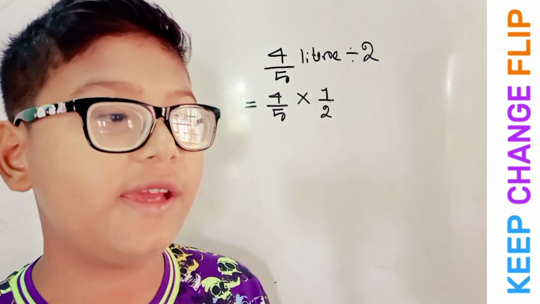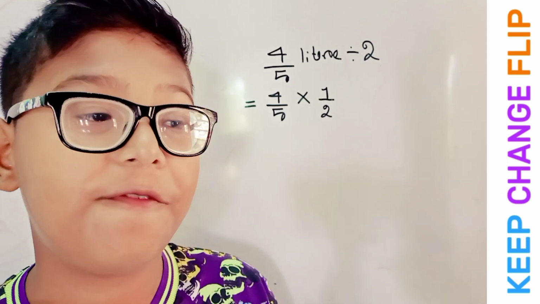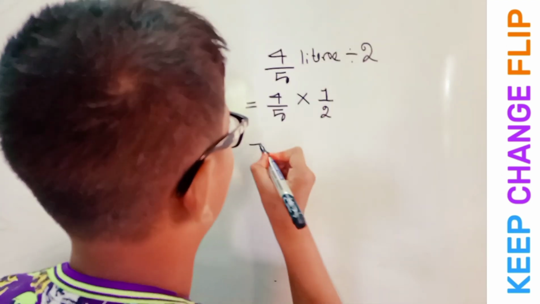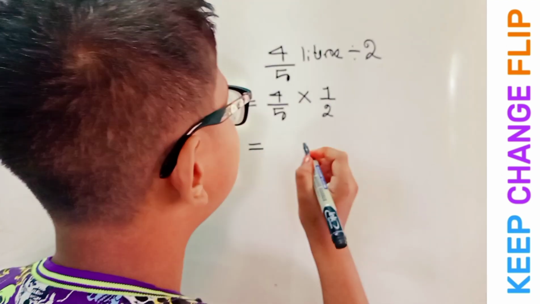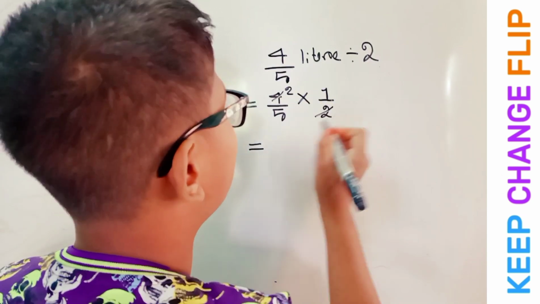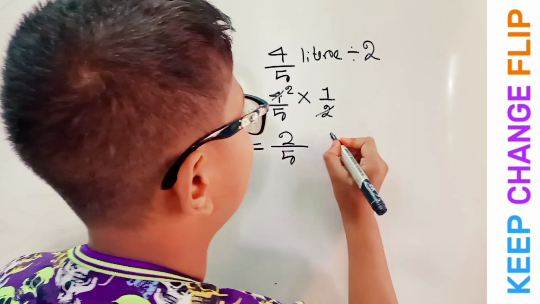Finally, multiply the fractions together and simplify, if possible, to find the final answer as follows. 2 by 5 liter.